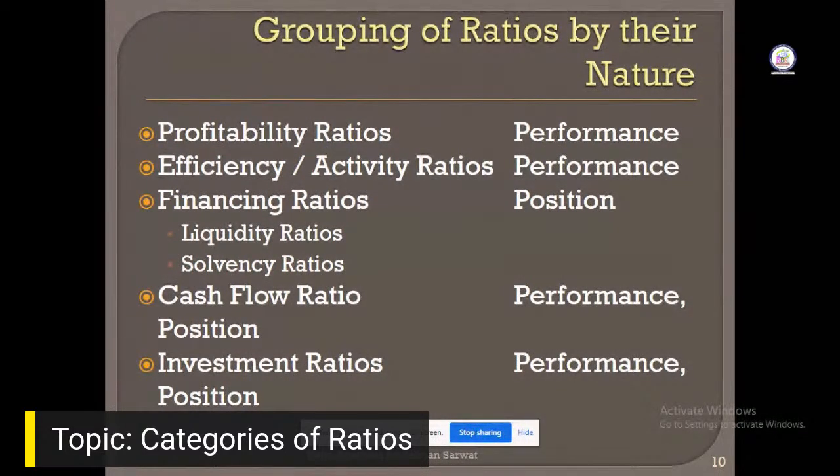financing ratios are basically the indicator of financial position. Financial position means where we stand in terms of our resources and our liabilities at a particular point of time. Performance can only be gauged of a period. I mean to say that you cannot calculate performance at a particular point of time. It is related to a period of time.